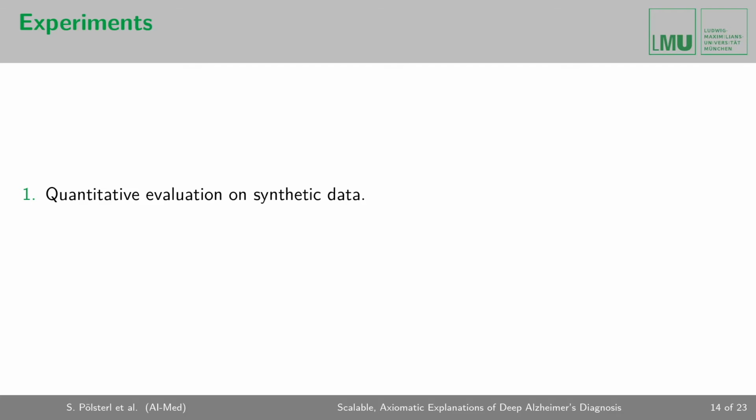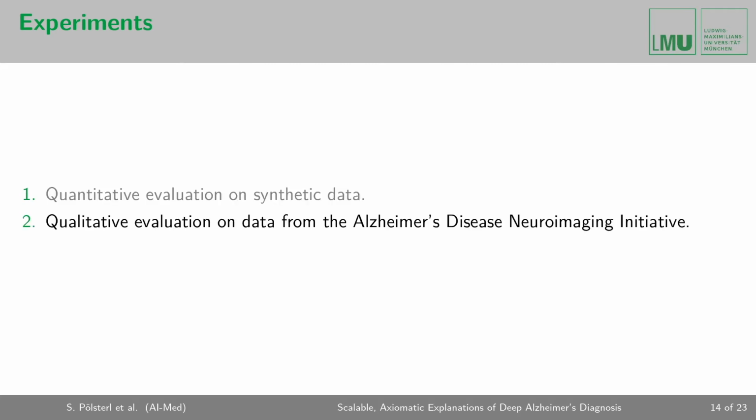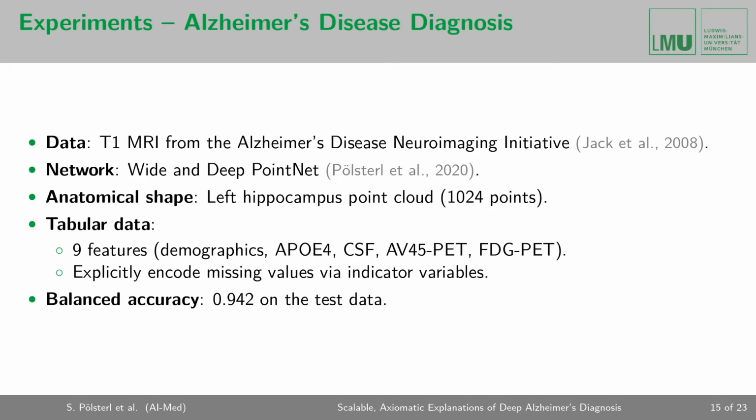In our paper, we performed two experiments. The first experiment uses synthetic data to quantitatively compare our approximation with the exact Shapley value, but due to time constraints, I will skip this part. Instead, I will focus on our second experiment on real data from the Alzheimer's Disease Neuroimaging Initiative. In this experiment, we use a wide and deep network architecture and train it for control versus dementia classification. For each patient, we extract a point cloud of the hippocampus and use 9 tabular biomarkers.